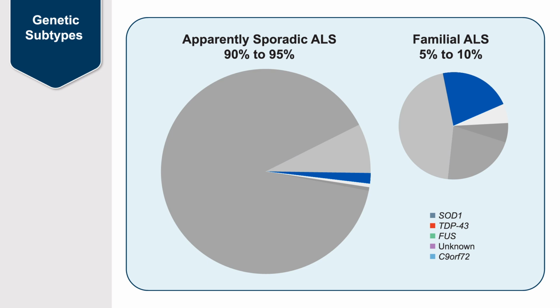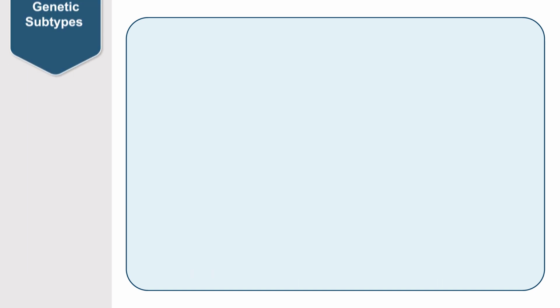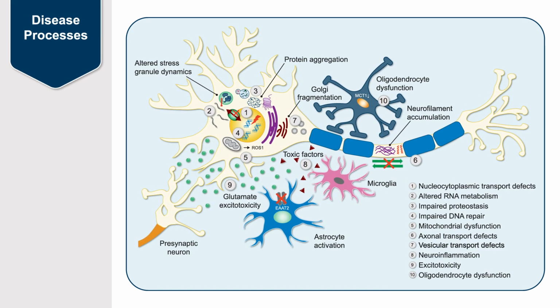The most common genetic mutations include SOD1, which accounts for about 15% of familial cases and approximately 2% of sporadic ALS cases. Other common genetic mutations include C9orf72, TARDBP, and FUS. There are many disease processes involved in ALS pathogenesis.